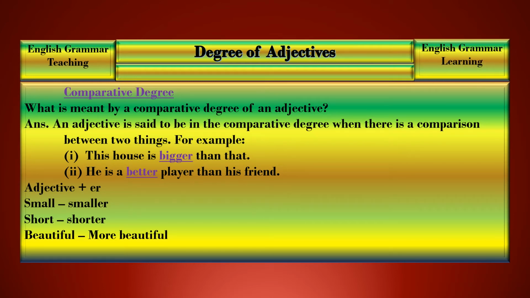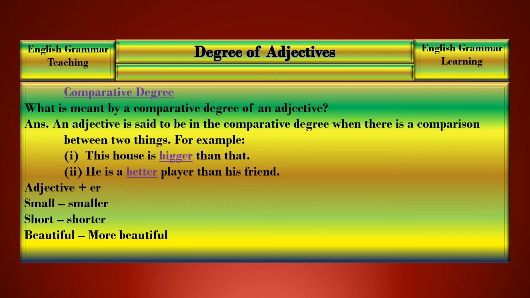The second type is comparative degree. An adjective is said to be in the comparative degree when there is a comparison between two things. For example, this house is bigger than that, or he is a better player than his friend.